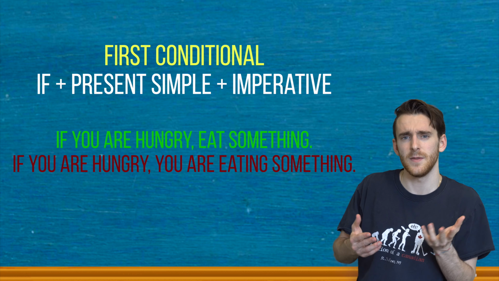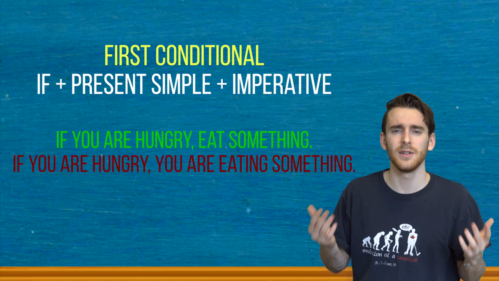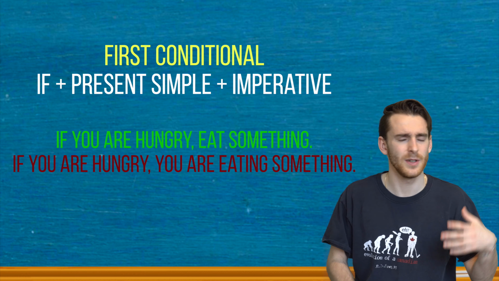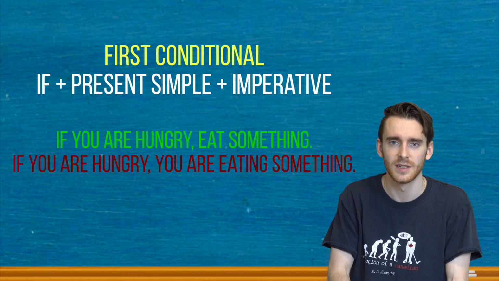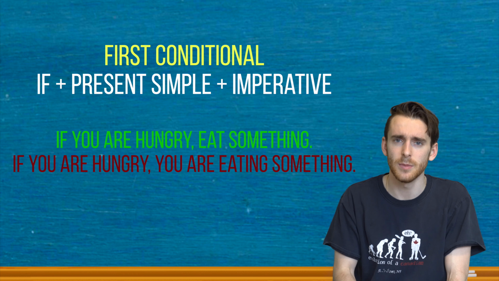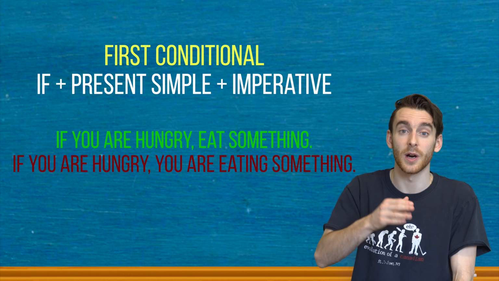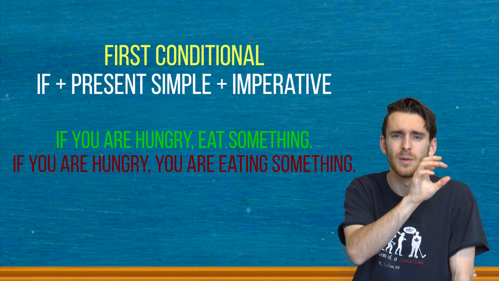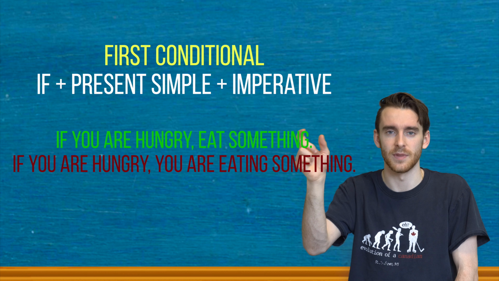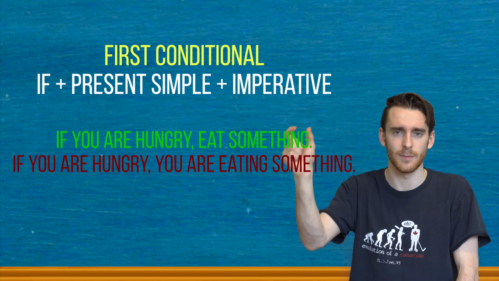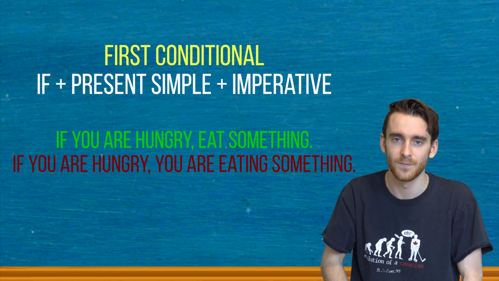So for example, if you are hungry, my mom would say this to me. I'd say, "Ma, I'm hungry." And she'd say, "If you're hungry, eat something," right? There's food in the fridge. There's food in the cupboards. Get it yourself. Okay? So if you are hungry, if you are present, simple, hungry, eat something. Imperative, eat something. Okay, so you have that too. That exists as well. Okay?